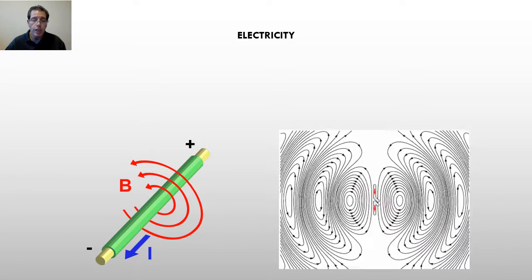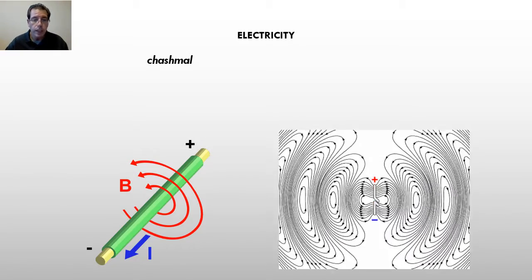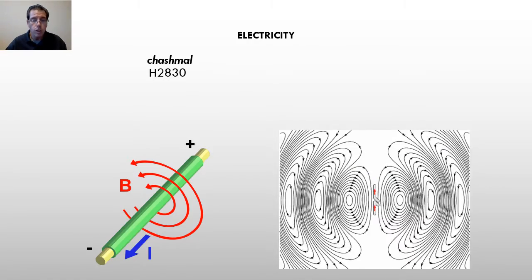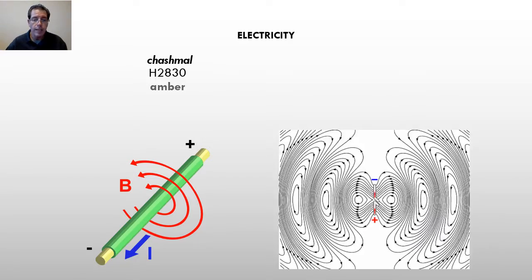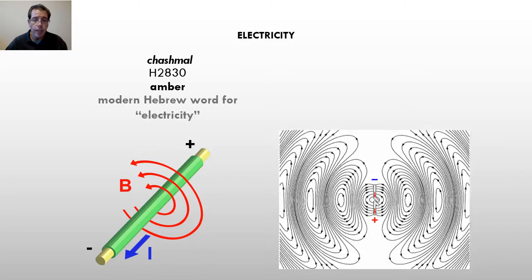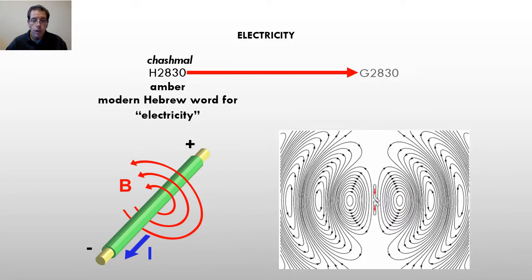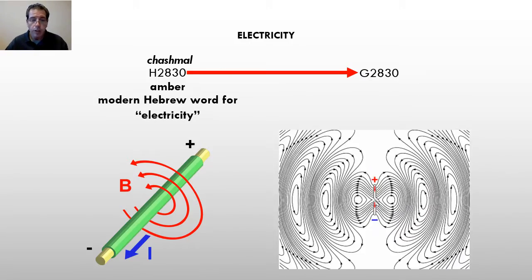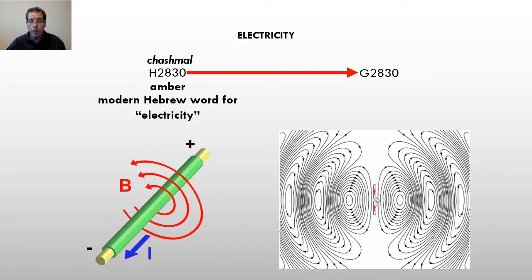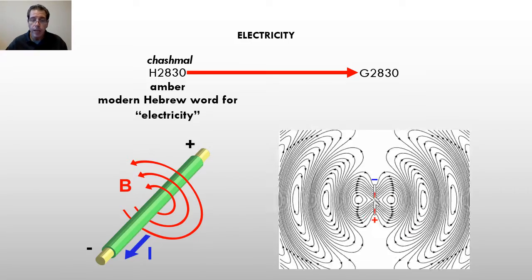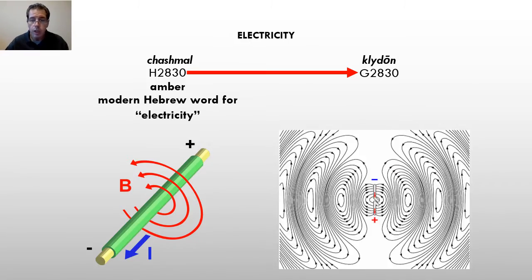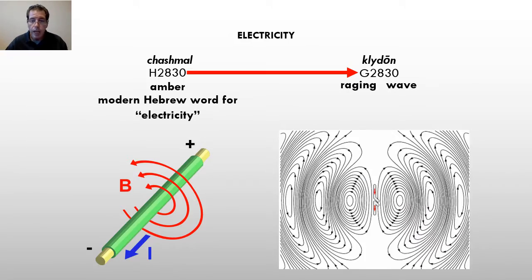So let's look at the word. The Hebrew word for electricity is chashmal. Chashmal is H2830. This word appears in the Bible and it is translated amber. This kingdom is numbered. The modern Hebrew word for electricity, H2830, is numbered with G2830. G2830 is Kleidon. Kleidon occurs 2 times where it is translated raging and wave.